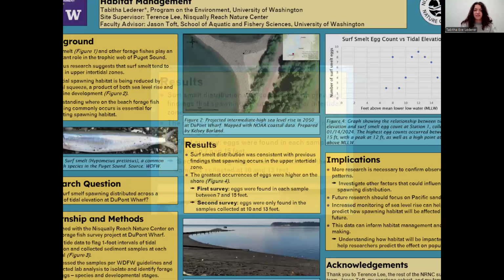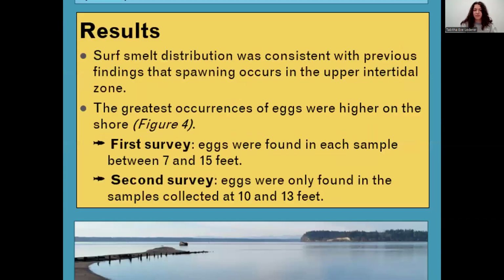The results that I got during the study were fairly consistent with previous research that found that surf smelt spawning typically occurs in the upper intertidal zones. Previous literature suggested that surf smelt spawning typically occurs between 8 and 10 feet above mean lower low water, which is the baseline used to measure tidal elevation.